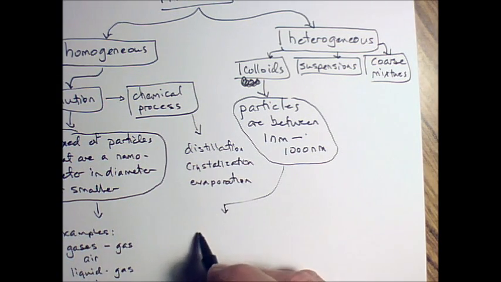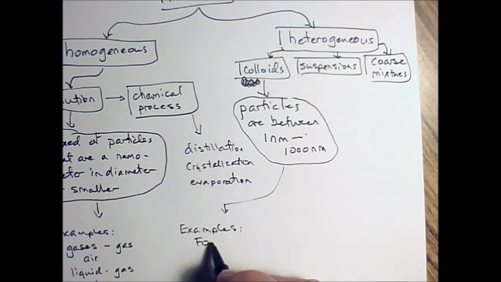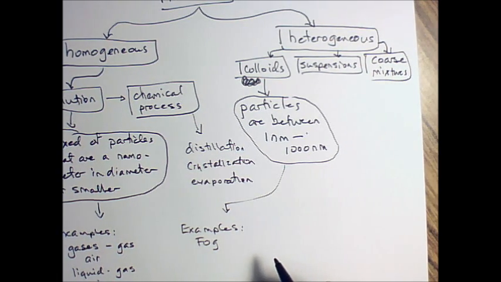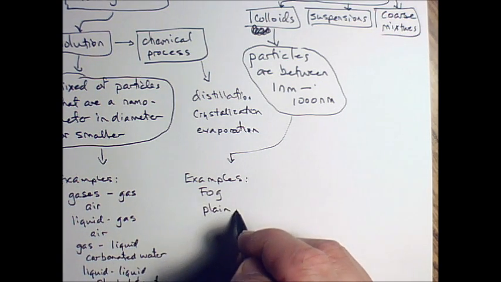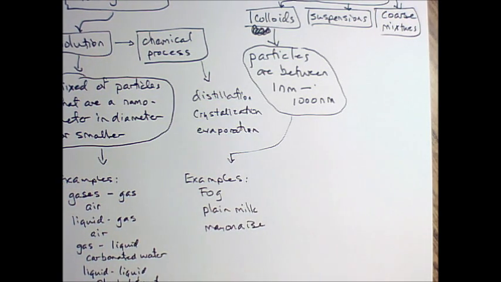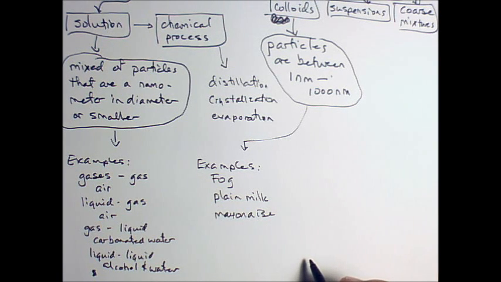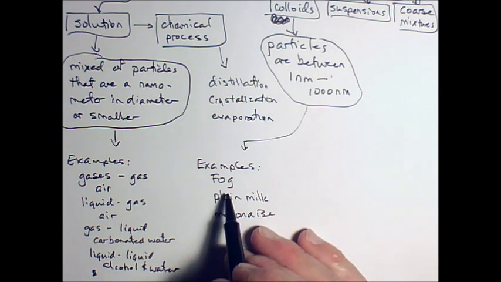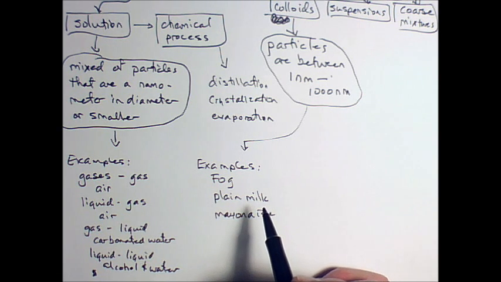So some examples of colloids. Fog. Mayonnaise is a colloid too. Plain milk. The particles in fog, typically, are between a nanometer and 1,000 nanometers. They scatter light.